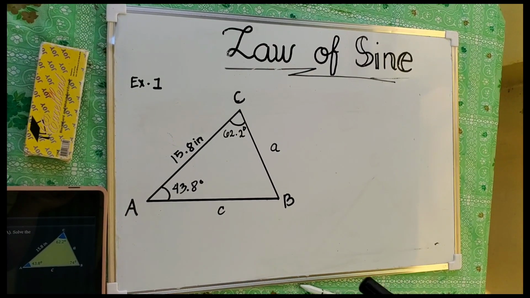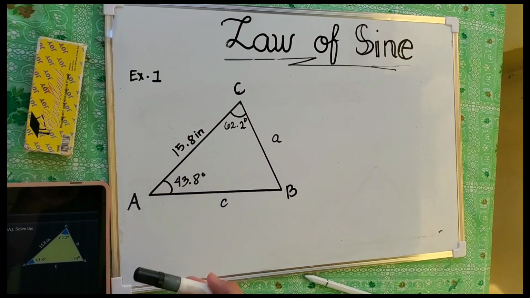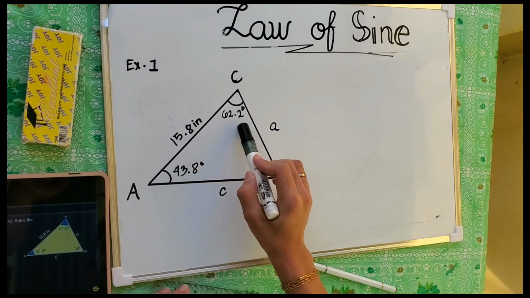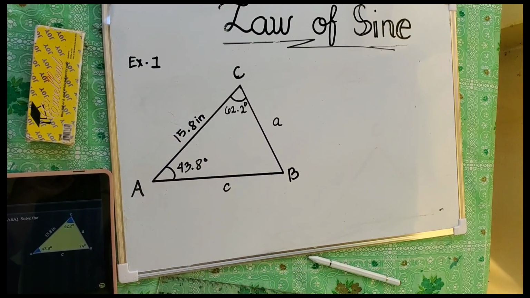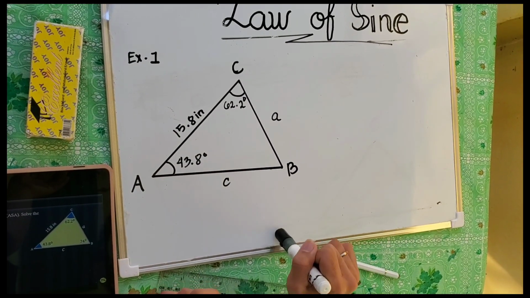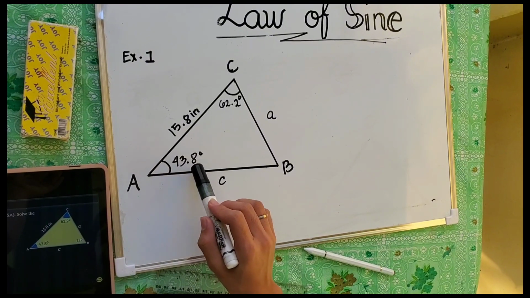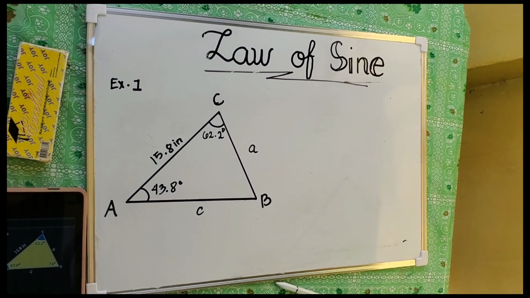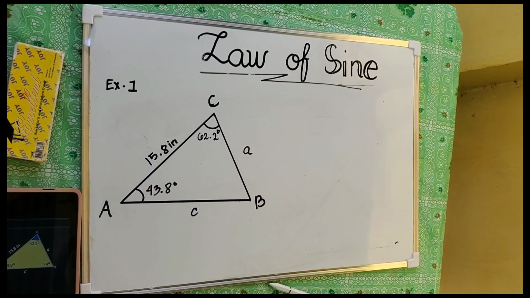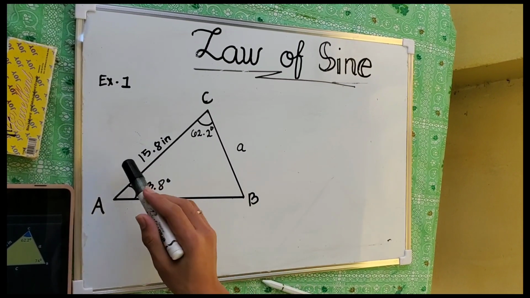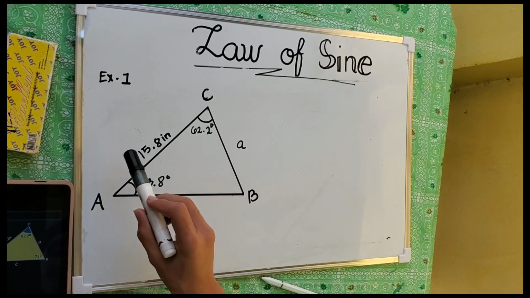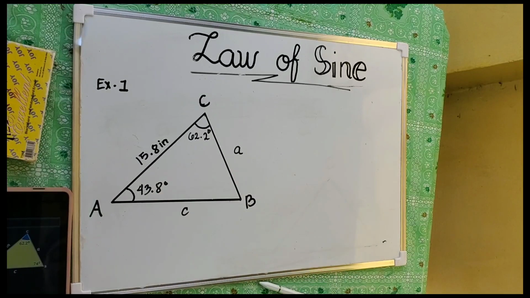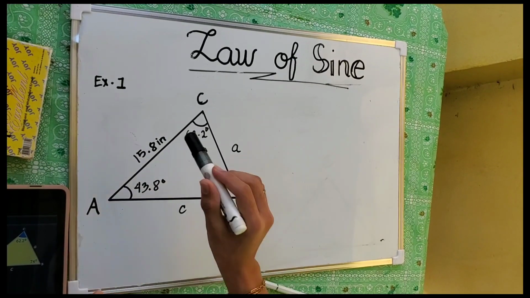Here is our example number 1. We are given an oblique triangle with two given angles and one given side. The measure of angle A is 43.8 degrees, and our angle C is 62.2 degrees. Our given side is side b, and we can determine that this is side b because it is opposite to our angle B. The value of side b is 15.8 inches.